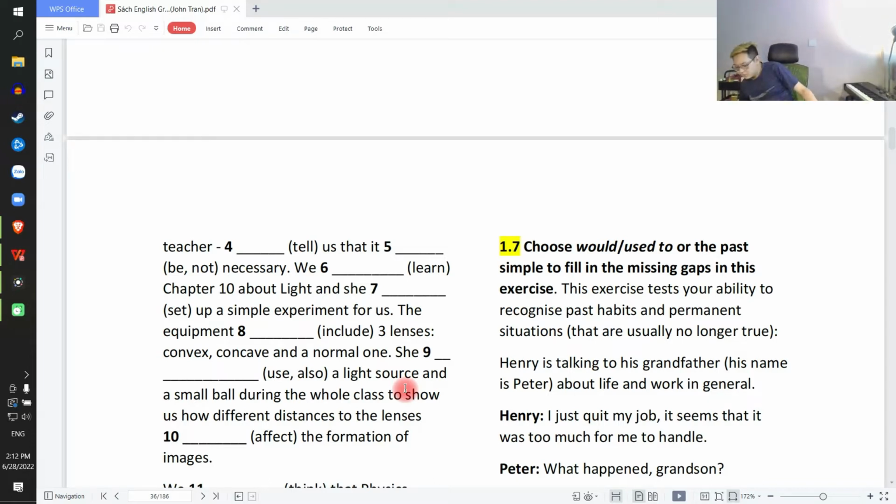So basically, when she uses a light source, it has to be continuous, right? It cannot be like on and off. It has to be continuous, so that's why number 9 is "was also using". Cho nên số 9 mới là was also using.